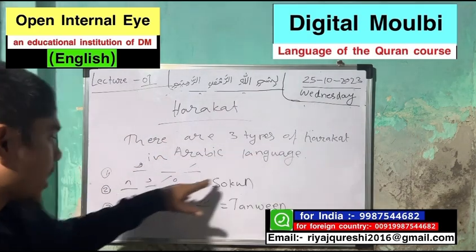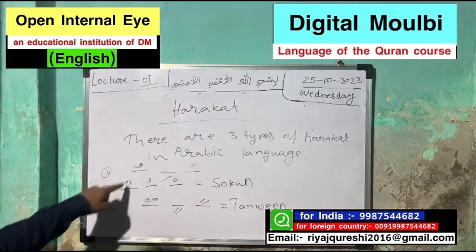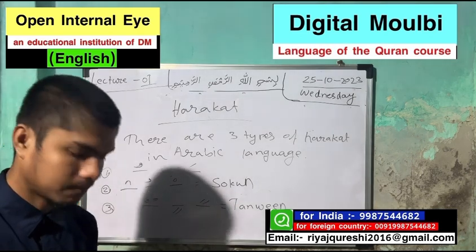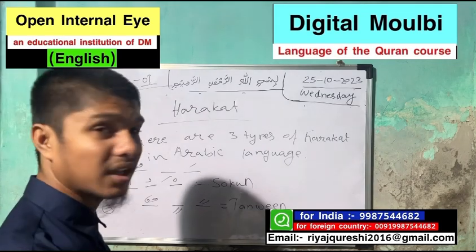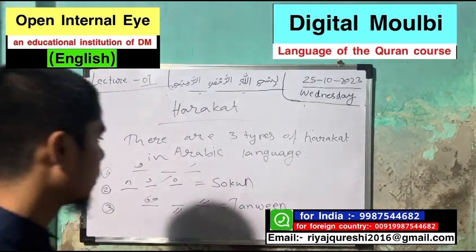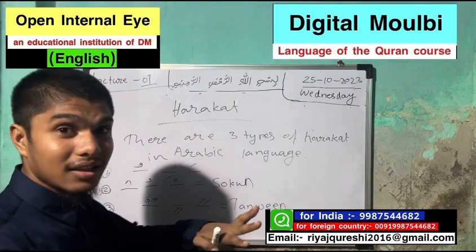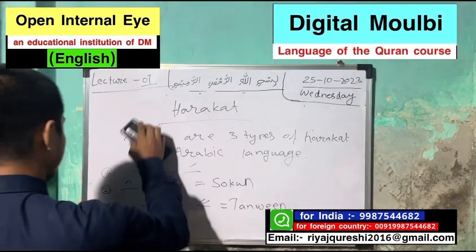There are 3 types of harakat. Number 1 is jabar, jer, pesh. Number 2 sakun. Number 3 tanween. So these are the harakat. You can write it down. So this is all about harakat.